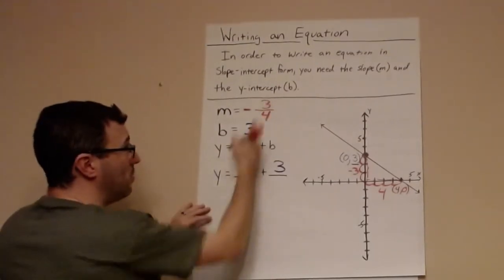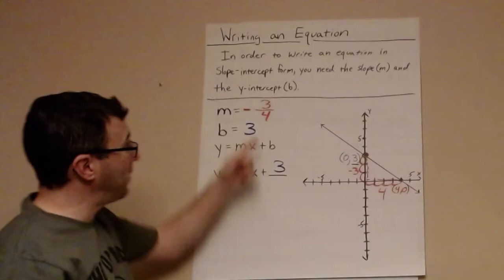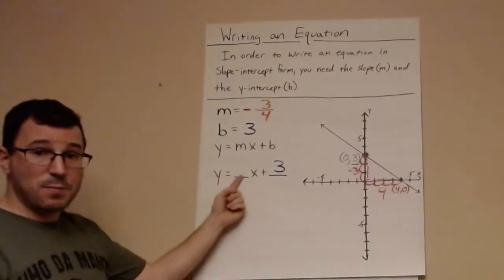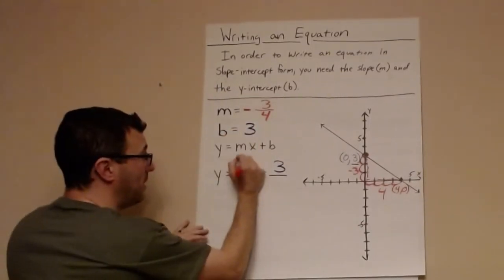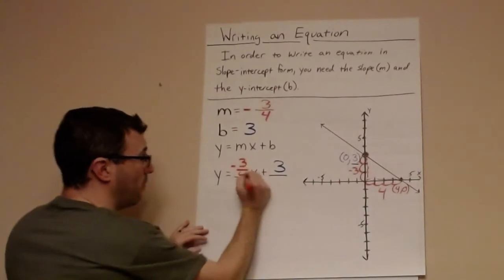So now all I'm going to do is take that fraction that we have there, and I'm going to write it in this space right here. Negative 3 over 4.